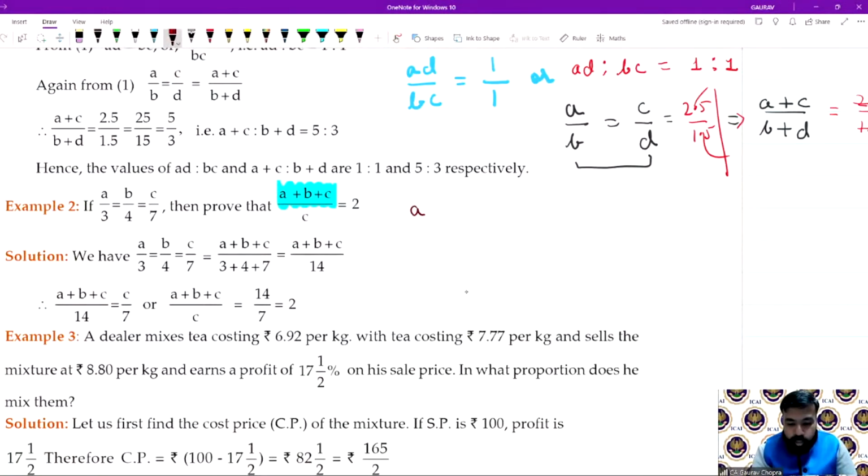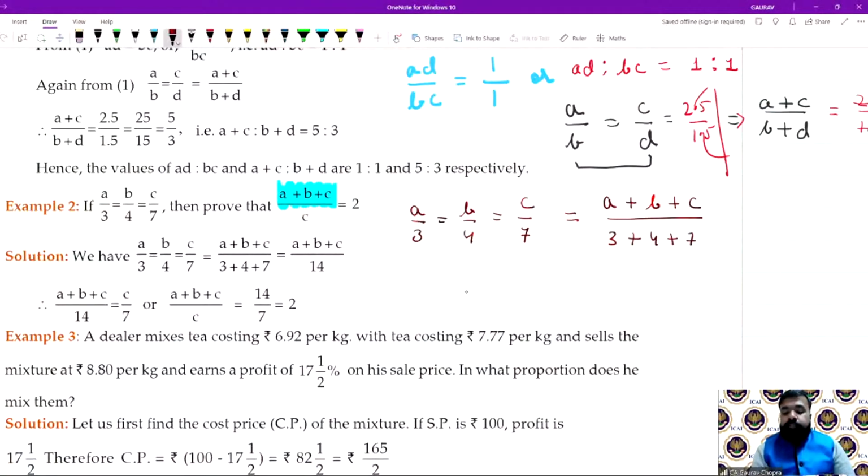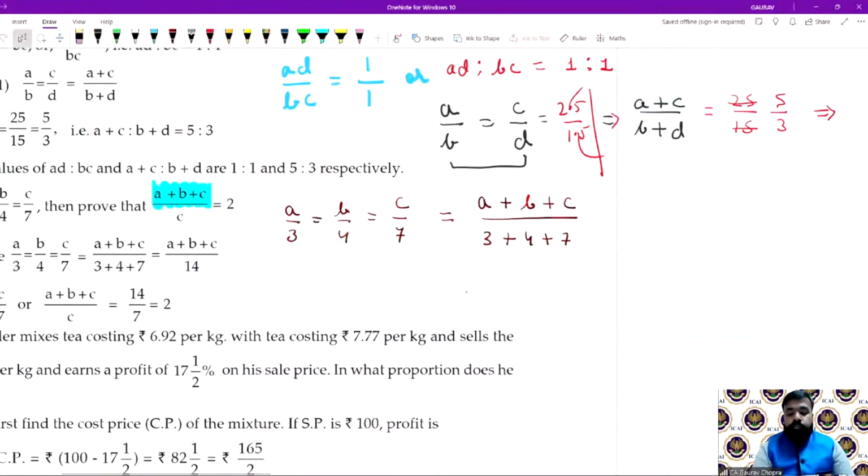Write the given values. A by 3 is equal to B by 4 is equal to C by 7. On applying addendo, what will happen? It will be equal to A plus B plus C upon 3 plus 4 plus 7. So this addendo result is equal to each and every ratio. We can compare with any of them.